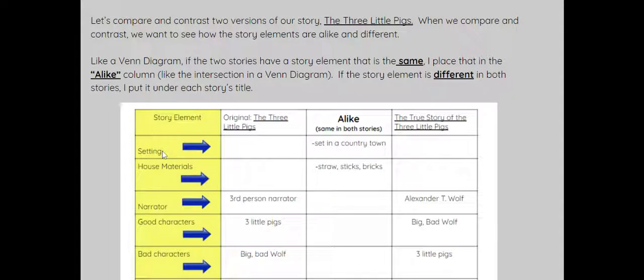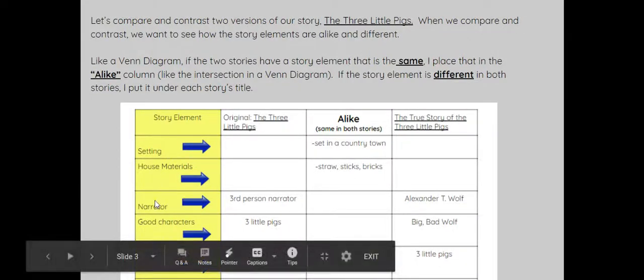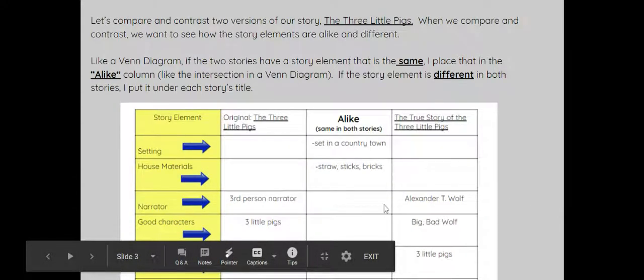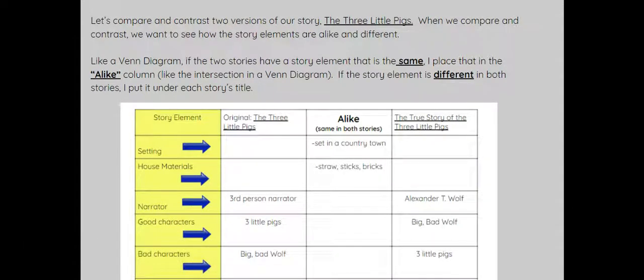So I'm going to start with setting. Just like in our story elements, I'm going to have the same order. Setting, that was something that was the same. It was set in a country town. The house materials were the same. The narrators were different. Remember, the narrators are not the authors of the story. It's the person who's telling the story.